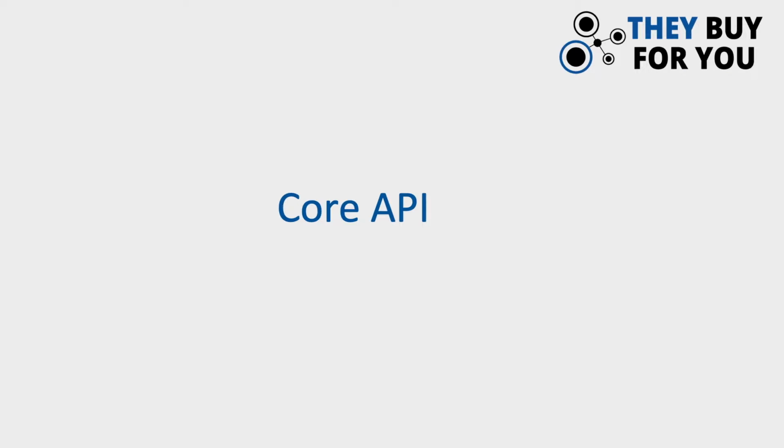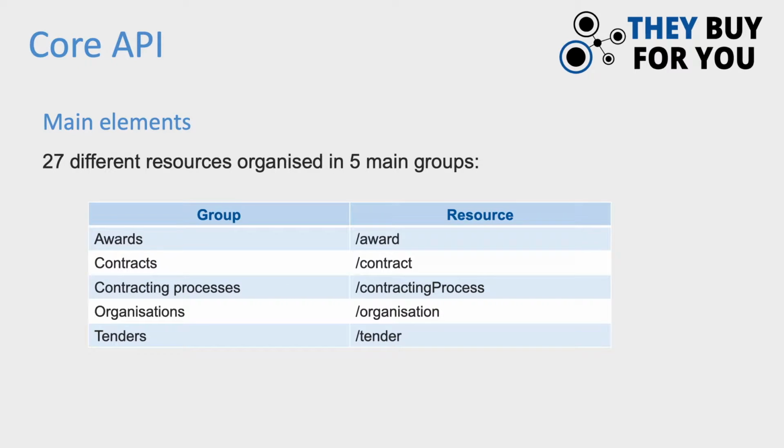The Core API is a tool that allows to retrieve data from the TBFY knowledge graph. It is organized around REST principles and it is composed of 27 basic resources which are divided into 5 main groups, considered as first-level resources. They are awards, contracts, contracting processes, organizations, and tenders. In the following table, you can see for each group which will be the related resource in the API.